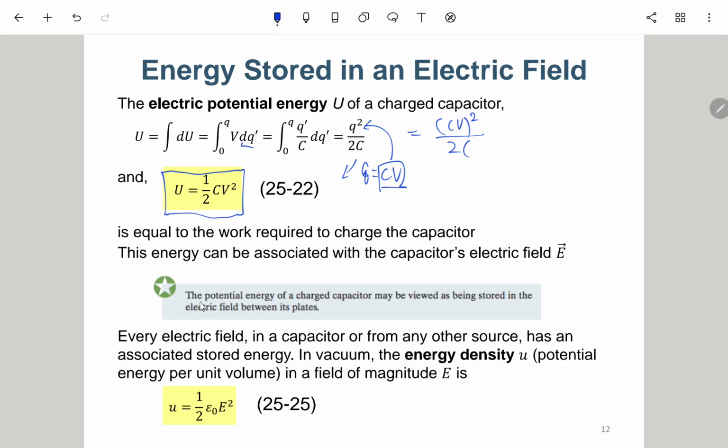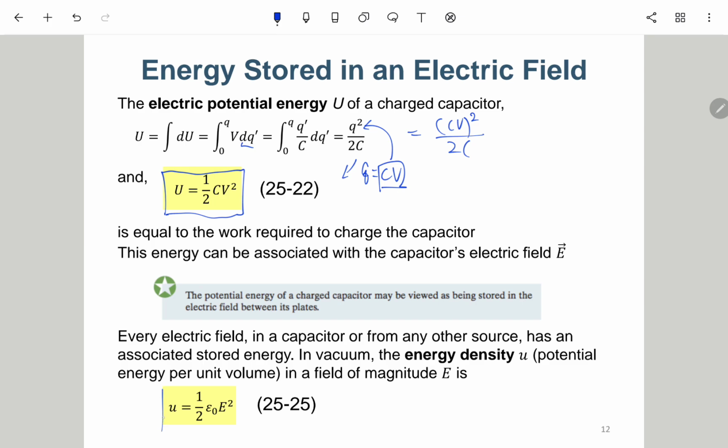Okay, so here it also says in this highlight that the potential energy of a charged capacitor may be viewed as being stored in the electric field between the plates. You store the energy in the E field. Or from another point of view, just as I said, you can consider that you use some energy to generate the E field between the capacitor plates, because you need to do some work to put the charges close together so that they have some potential energy in between.